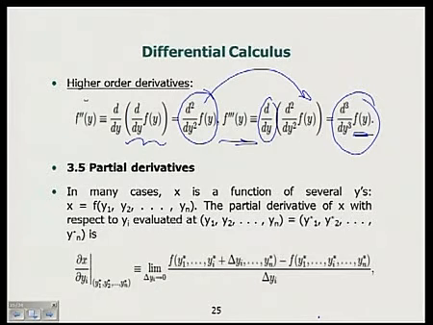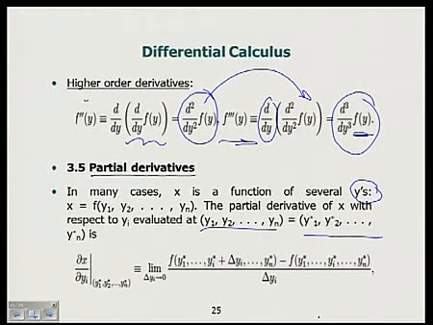Then we can build the partial derivatives. Why? Because in many cases x is a function of several y's, so we have to speak of partial derivatives. x is a function of y1 through yn, different variables. The partial derivative of x with respect to y is evaluated at y1, y2, ..., yn equal to y1 star, y2 star, ..., yn star.